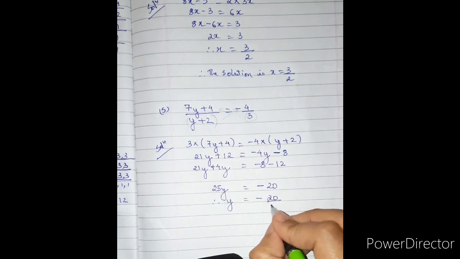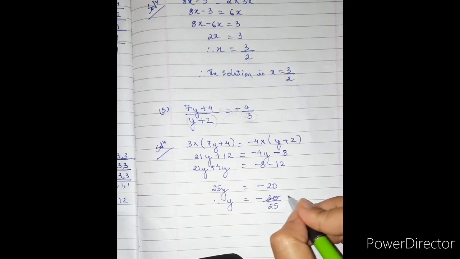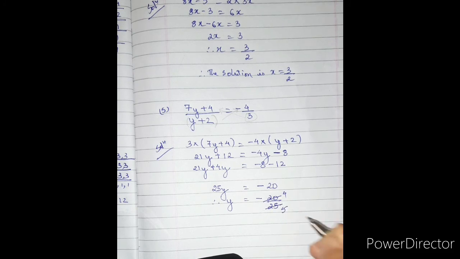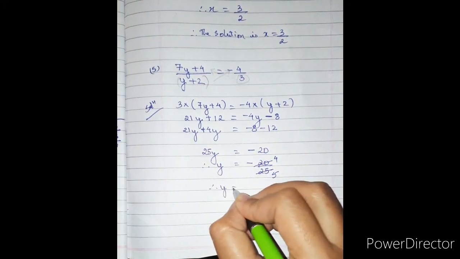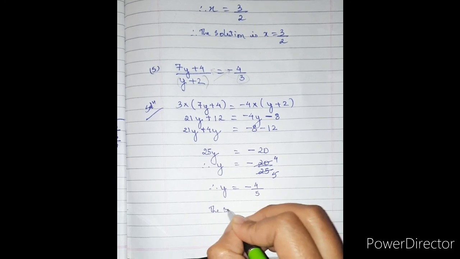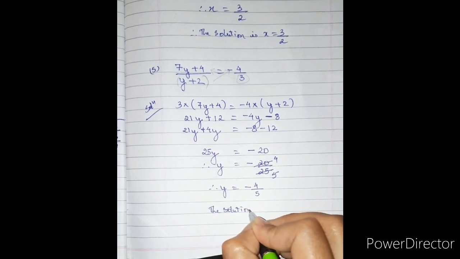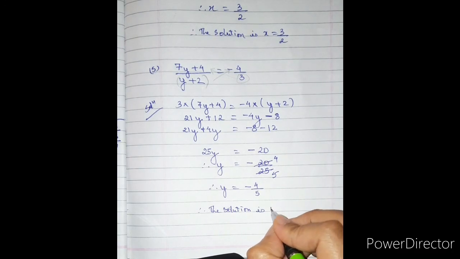Therefore, y is equal to -20 upon 25. Remove the 25. It will be divided on this side. Take the table of 5 and divide them. 5 4s are 20. 5 5s are 25. Then the last part will be, therefore y is equal to -4 upon 5. The solution is y is equal to -4 upon 5.